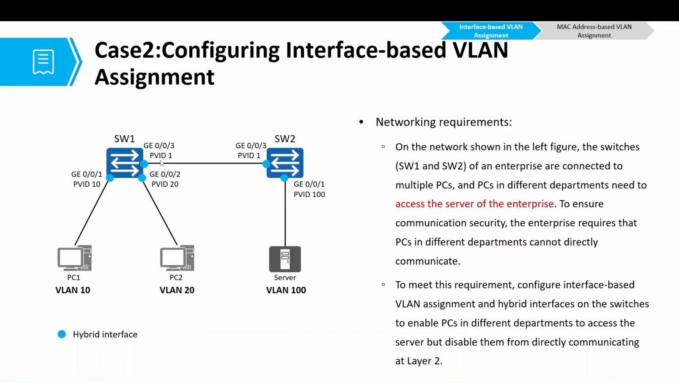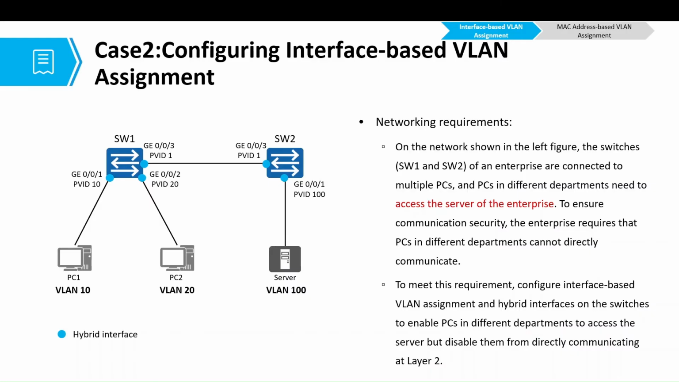And also we allowed them to access the server, which we are going to assign; the server will be located under VLAN 108. The same thing is here: we allowed them from the different departments to access the server, but we disallowed them to directly communicate between VLAN 10 and VLAN 20. They cannot communicate directly.